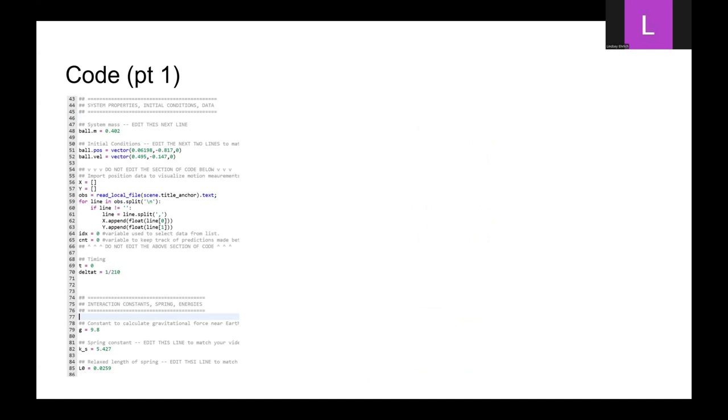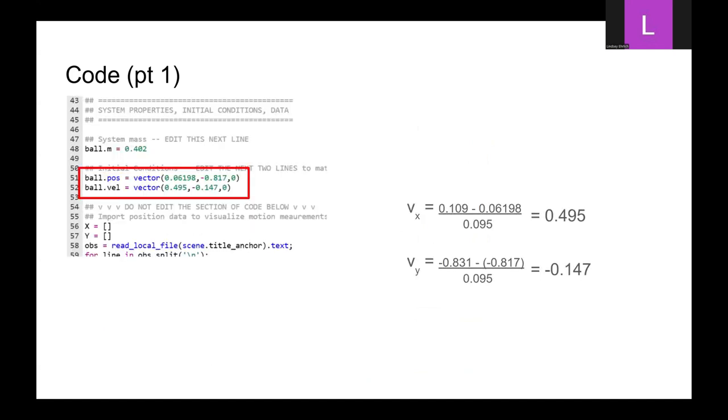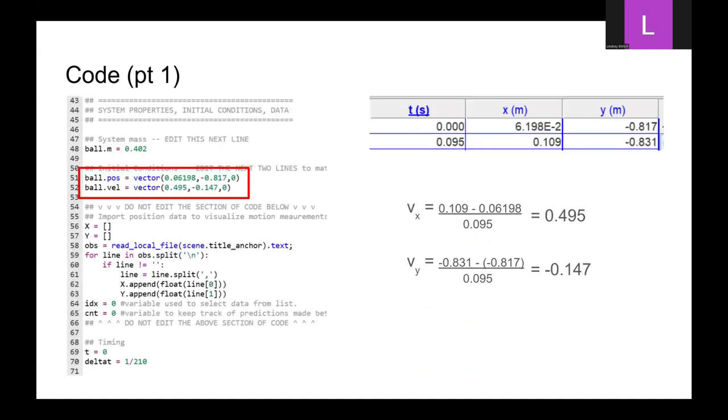So here's the code. Here's the initial position and velocity. We got the position from the x and y at t equals 0 seconds. And then the velocity we derived from the first two data points. For the x, that was just 0.109 minus 0.06198 over the time step. And we did the same for the y.